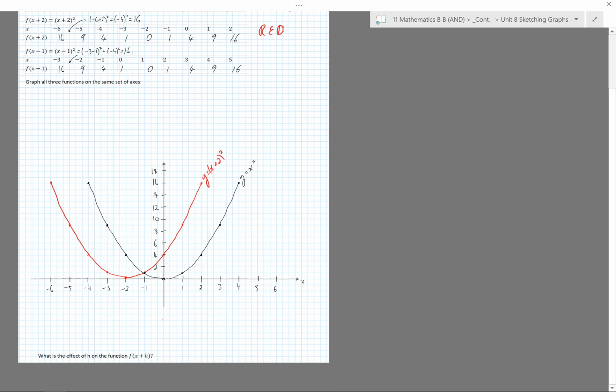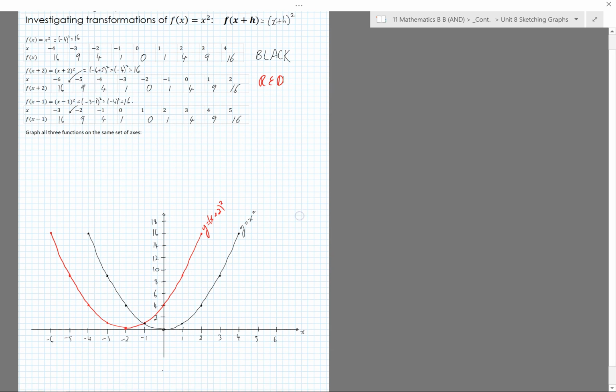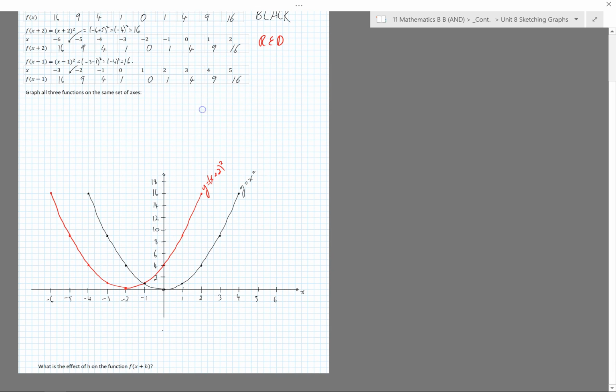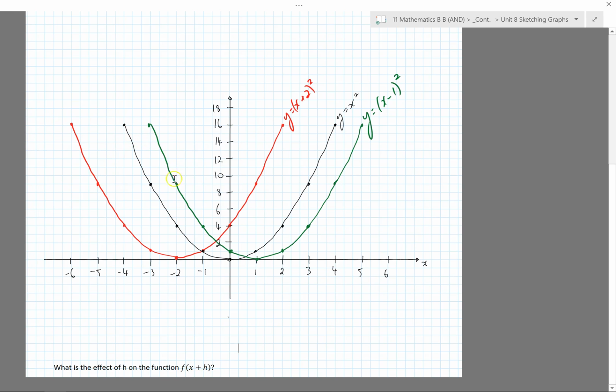Hopefully what you can see from the red graph is when we added 2 inside the function, the function is squaring, we added 2 inside it. What's happened is that it's all shifted 2 units to the left, which is sort of the opposite of what you'd expect. So I'll have a look at what happens when we subtract 1 inside there. Then we have a look at this green one when we subtract 1 inside the squaring function. What it's done is moved to the right.